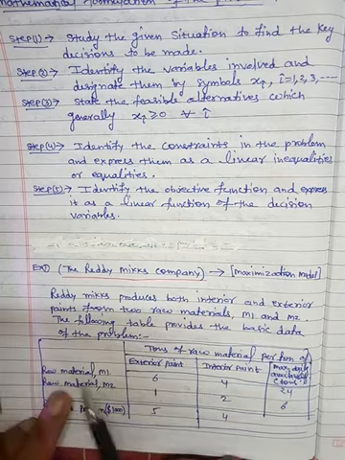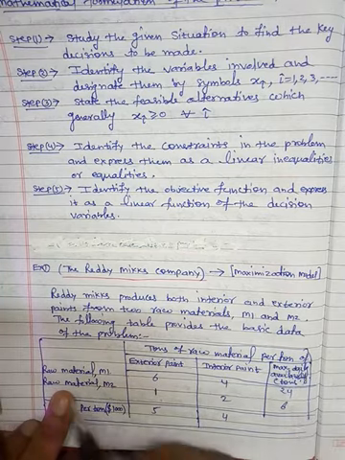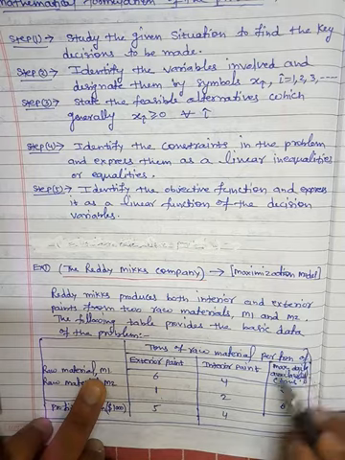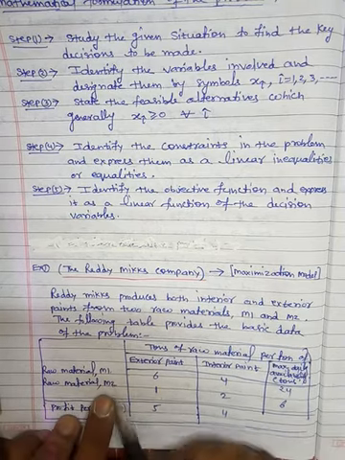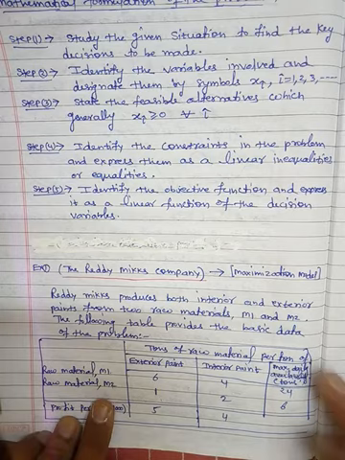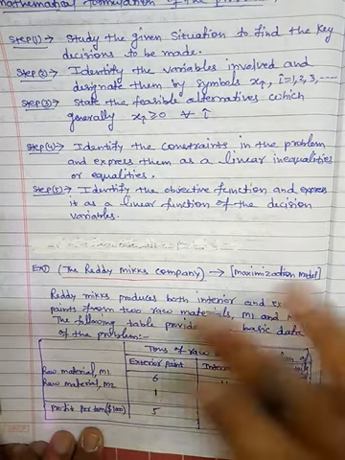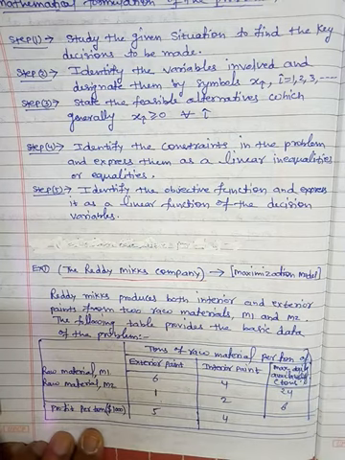Now, the maximum availability of raw material M1 is 24 tons daily. This is the daily availability. And the raw material M2 is available only 6 tons in a day. Okay, this is the constraint. Fine. And this problem is taken from H.A. Taha's book. This is a very famous problem.